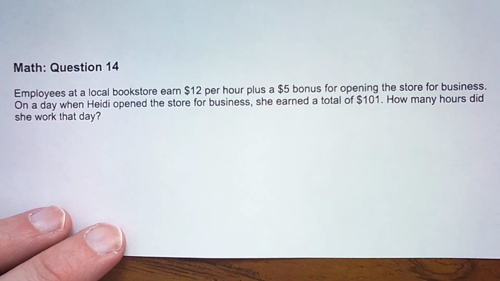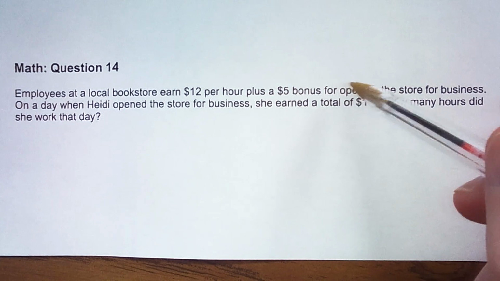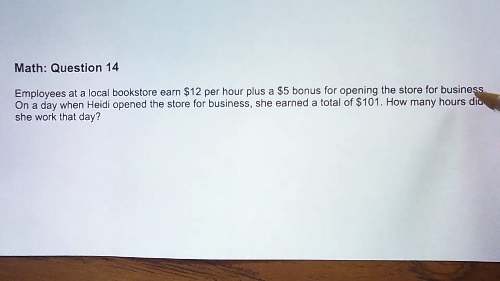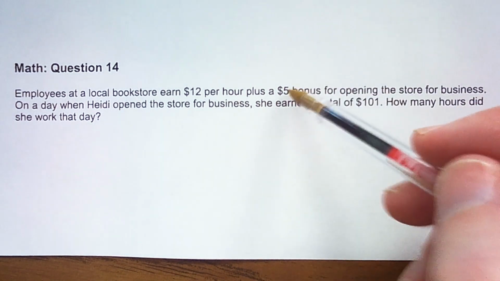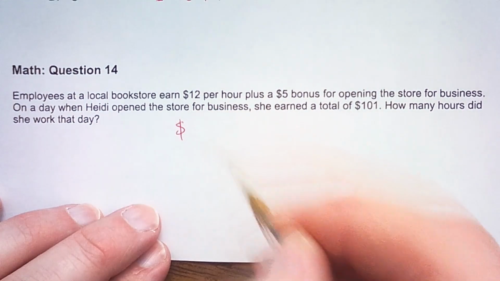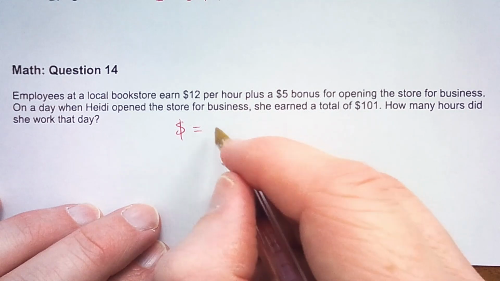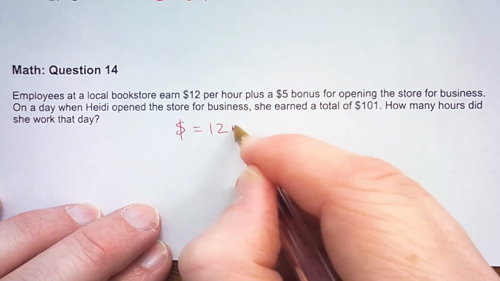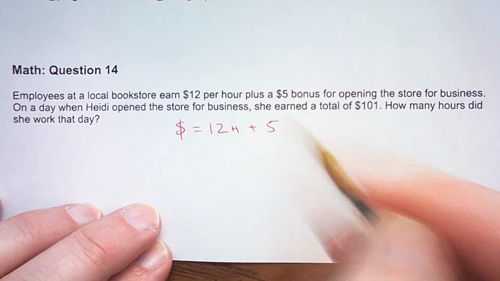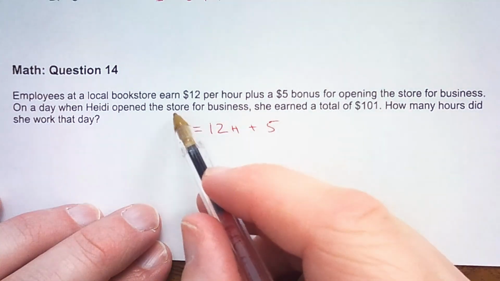Okay, now let's move on to question 14. Employees at a local bookstore earn $12 per hour plus a $5 bonus for opening the store for business. So on the mornings when the employee opens up the store for business, they get an extra $5. Okay, so the money that an employee earns for one particular day, if they open the store, is $12 per hour plus their $5 bonus for opening the store.